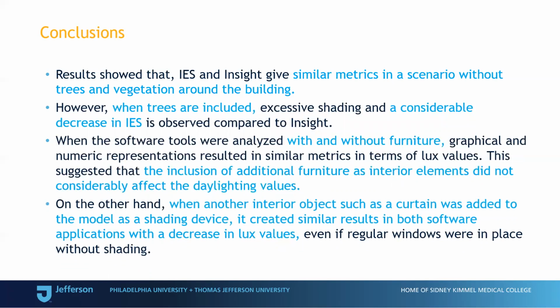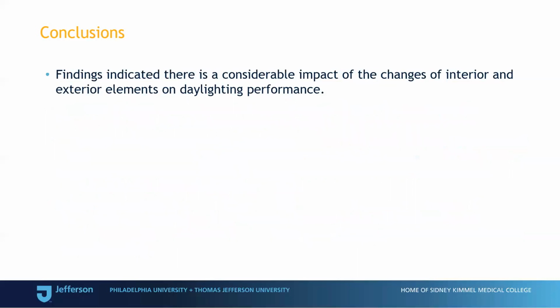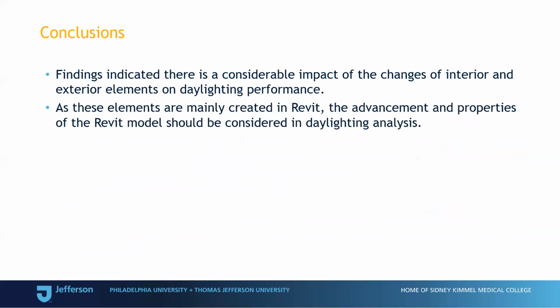On the other hand, when another interior object such as a curtain was added to the model as a shading device, it created similar results in both software applications with a decrease in lux values, even if regular windows were in place without shading. Findings indicated there is a considerable impact of changes of interior and exterior elements on daylighting performance.